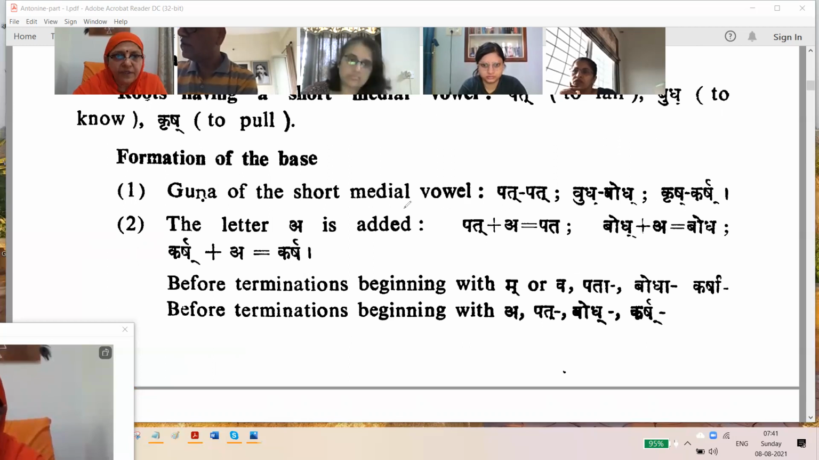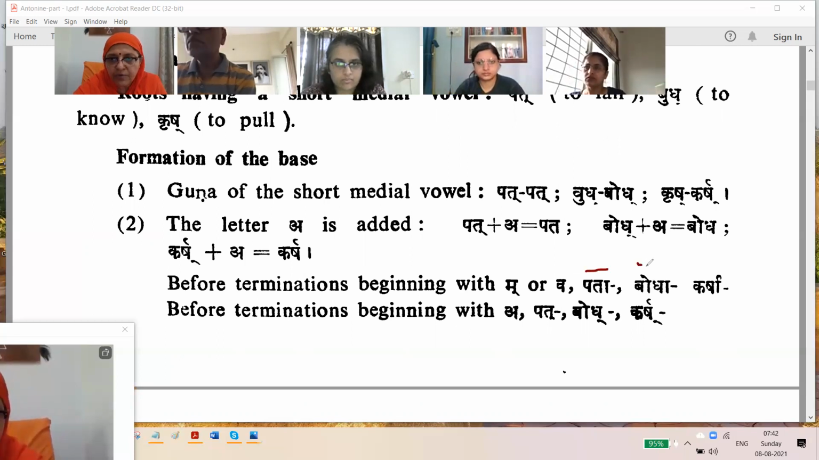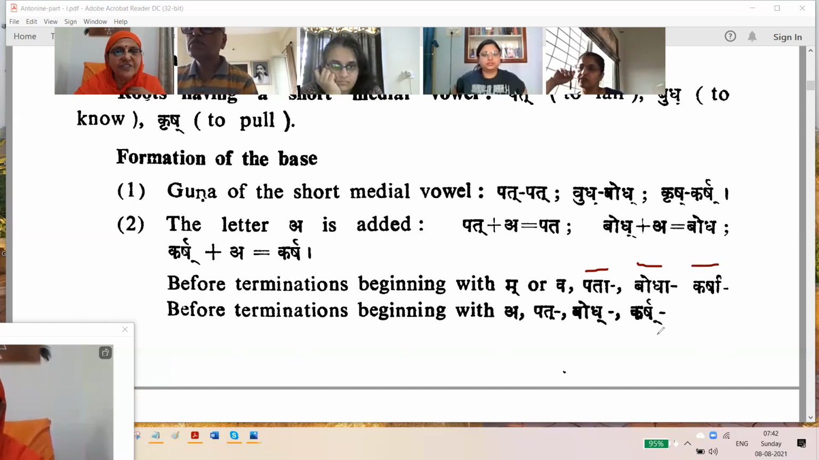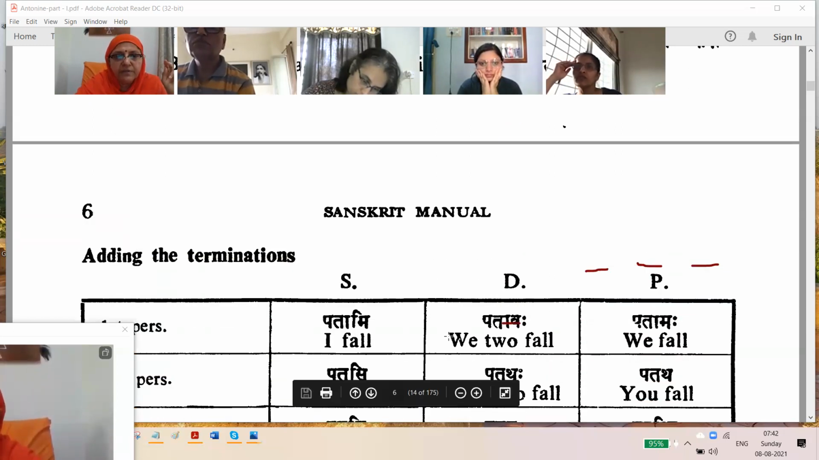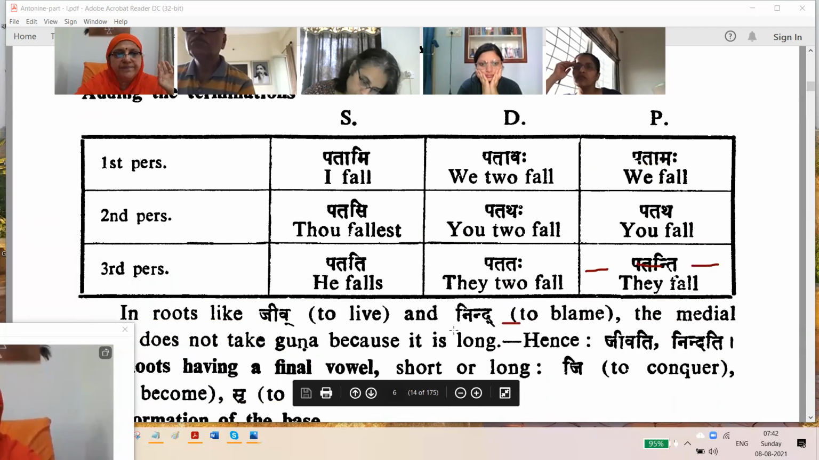And what we have seen: before a termination beginning with ma or va, it becomes pata, mi, patavaha, patamaha, bodhami, bodhavaha, bodhamaha. Karsha means to pull. That's why Krishna, akarshati iti Krishna, one whose appearance pulls us. Before a termination beginning with a, they have written that A will be dropped. Now they have given it like this.